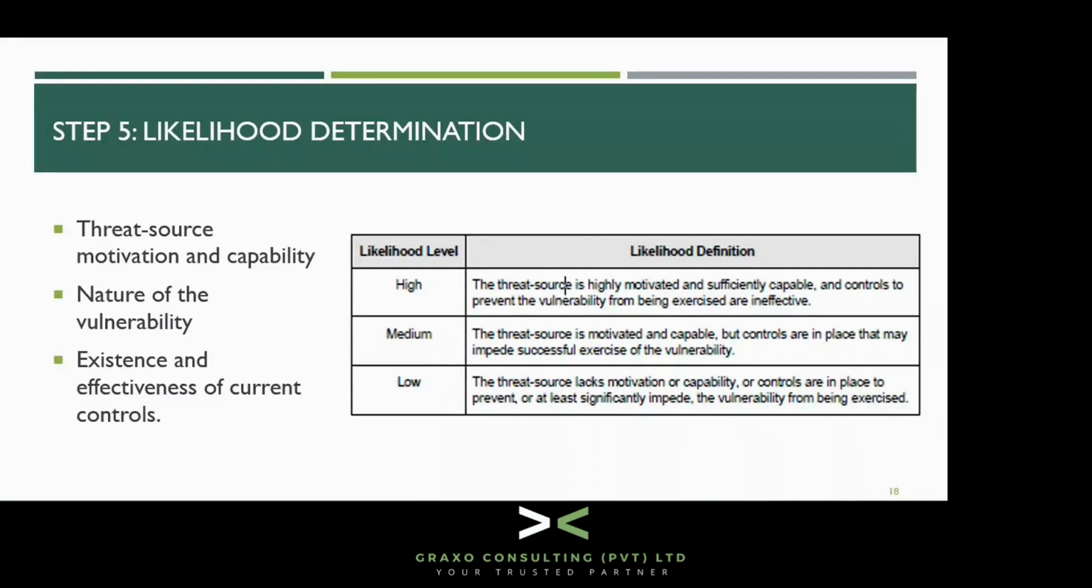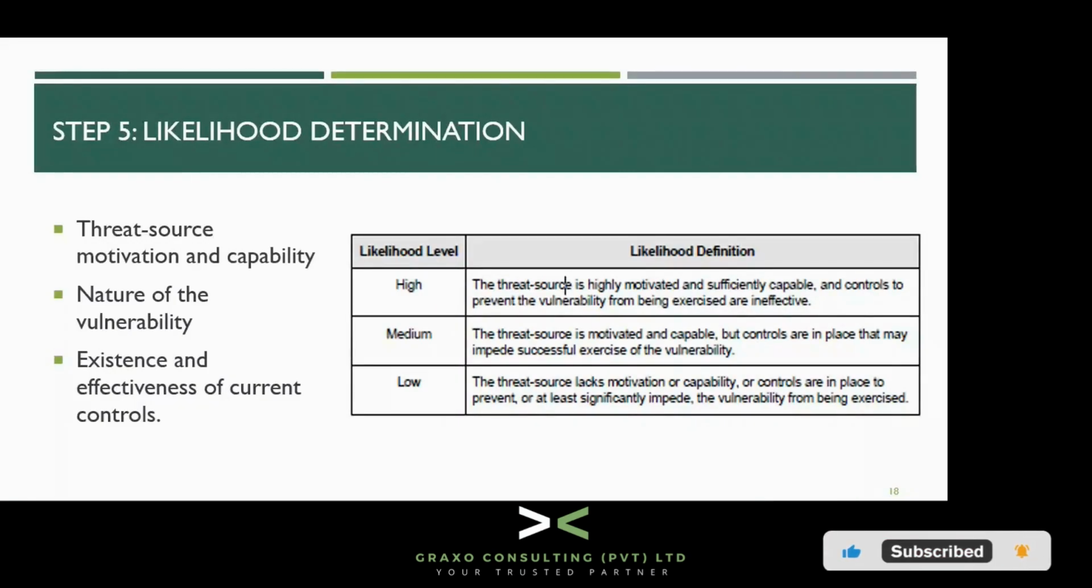Now let's look at the medium level. When we talk about the medium level, the threat source is motivated and capable, but controls are in place that may impede successful exercise of the vulnerability. So the controls are in place that are going to stop the threat source from exploiting that vulnerability. So the likelihood is medium. It is not as likely as in the first case.